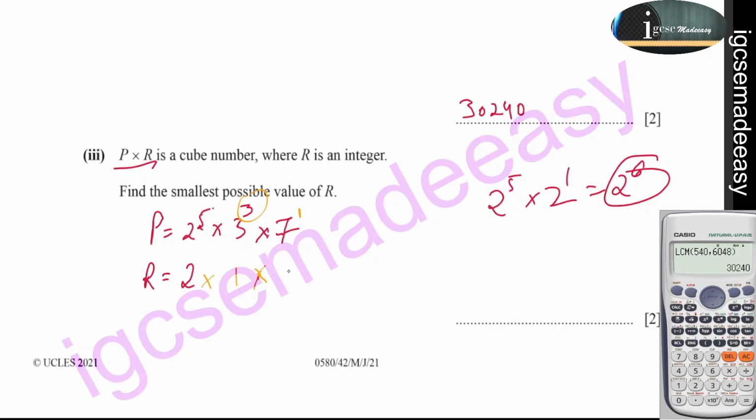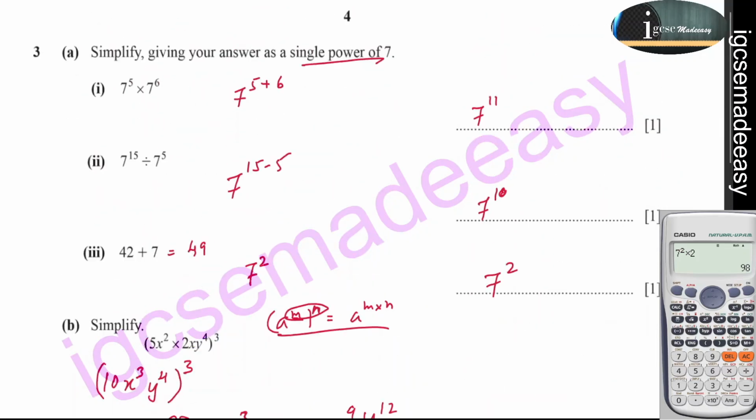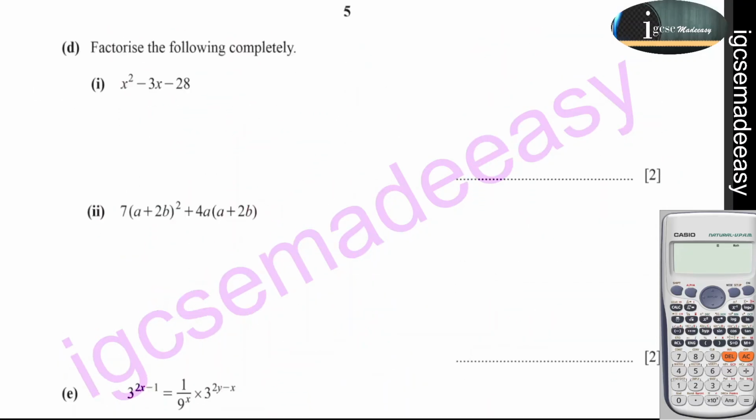So I'll write it as 7 to power 2. So if I multiply this, then only we'll be getting a perfect cubic number. So 7 square times 2 gives you 98. So the R value should be 98 only, then only we'll get P into R as a cubic number. So let's move on to the next part.